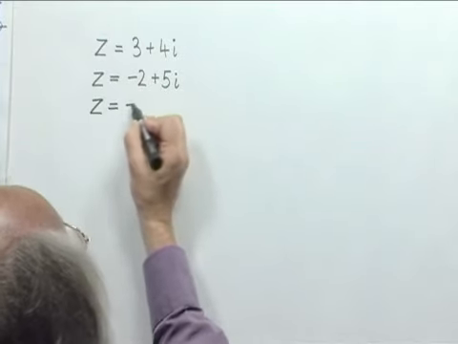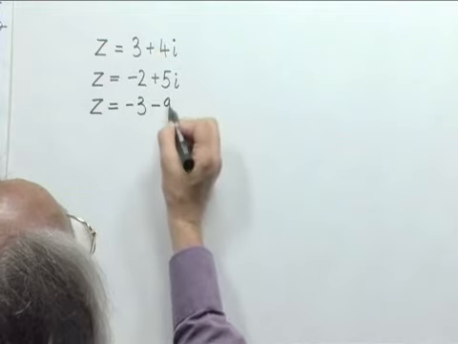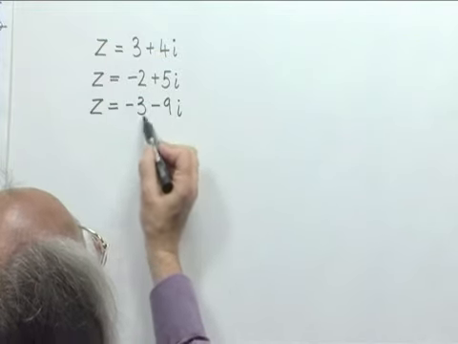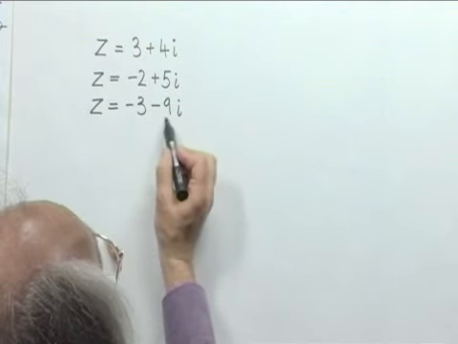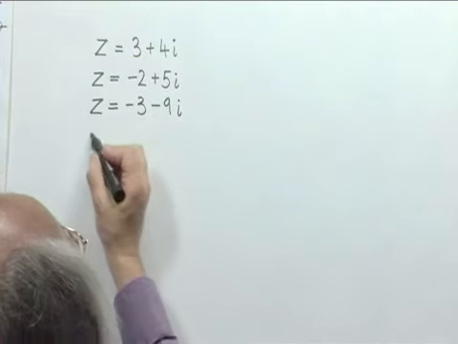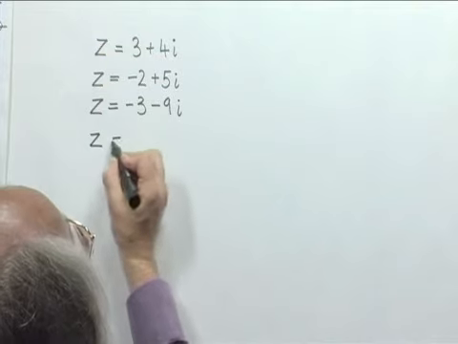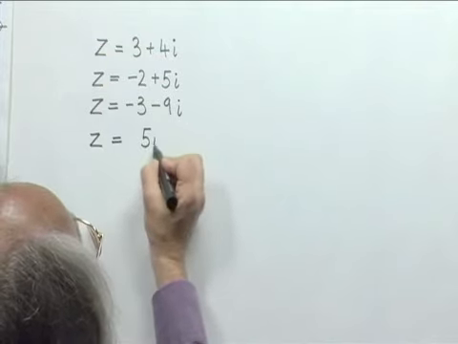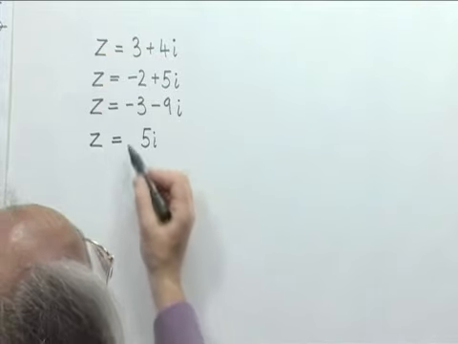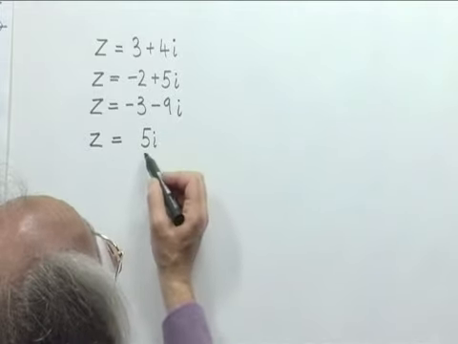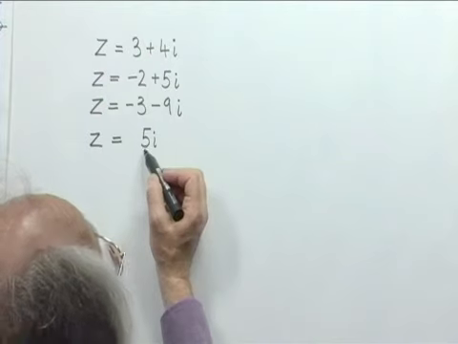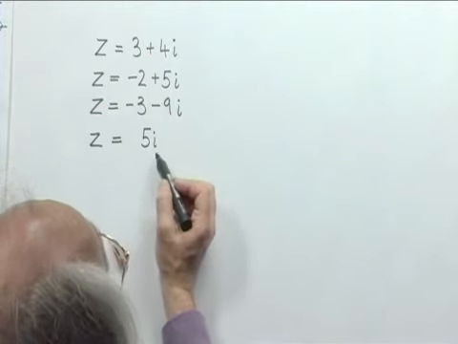Both the real and imaginary parts might be negative. So in this example, the real part is minus 3, and the imaginary part is minus 9. What about a number like this one? There isn't a real part to this complex number. There's purely an imaginary part, and the imaginary part is 5. This is a purely imaginary complex number.